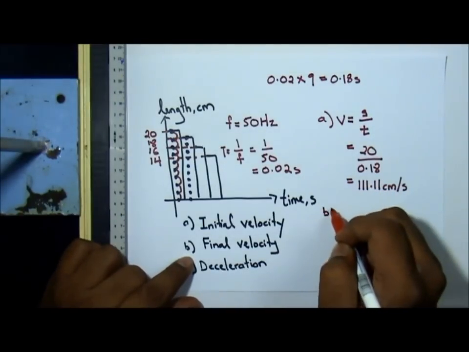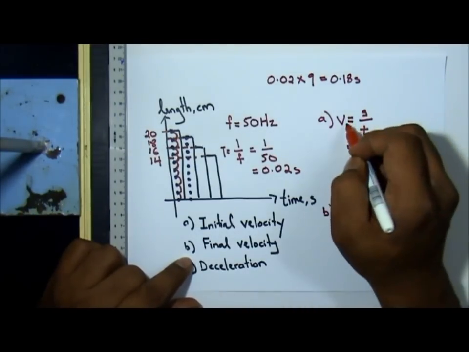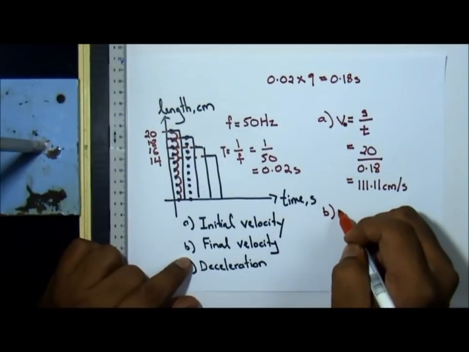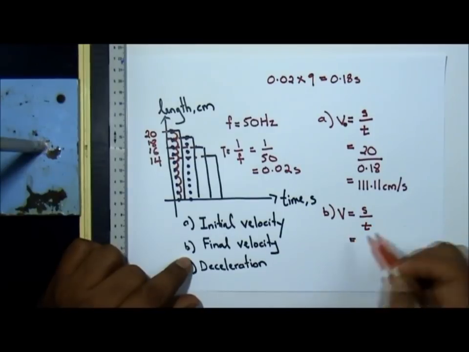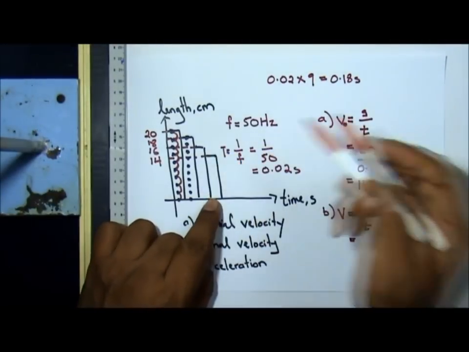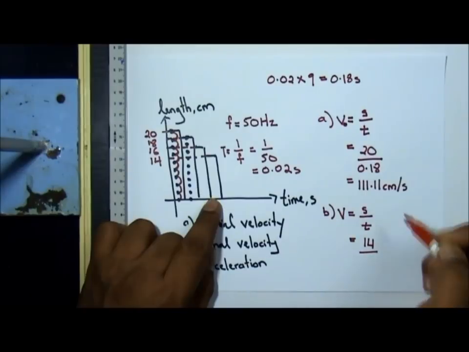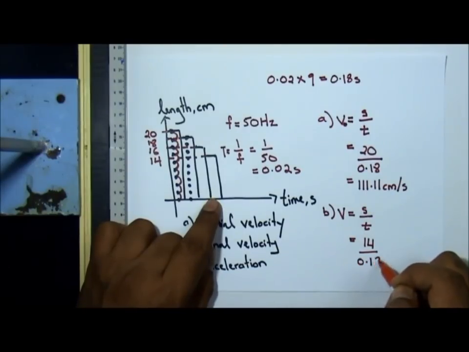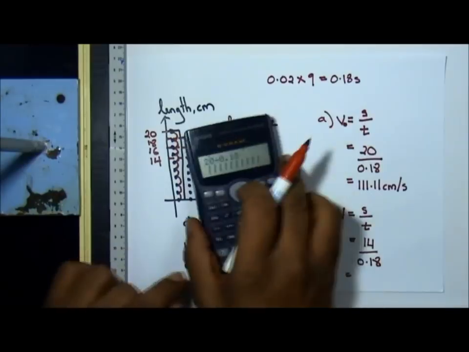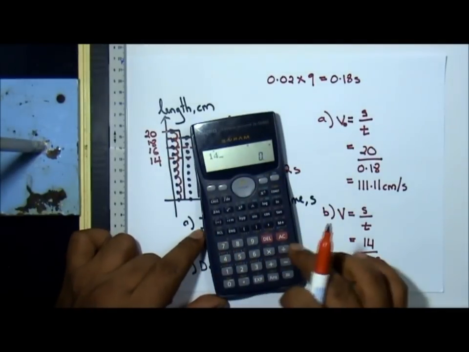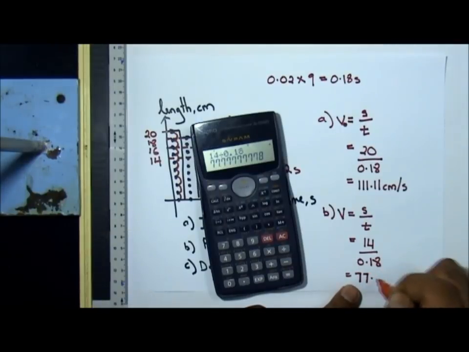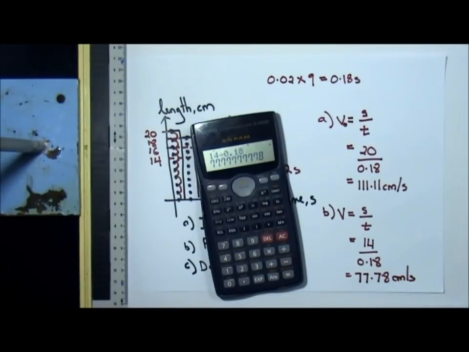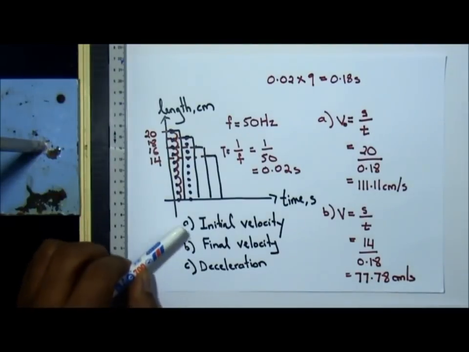Next, this is your initial velocity, V dot, and if you're calculating your final velocity, displacement over time, your displacement over here is given to you as 14 centimeters, and your time over here is 0.18 seconds. Now, 14 divided by 0.18, you will obtain over here 77.78 centimeters per second.